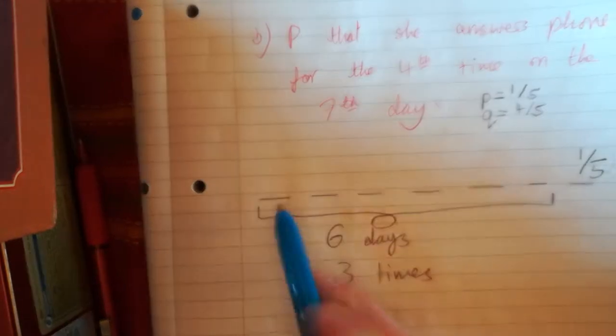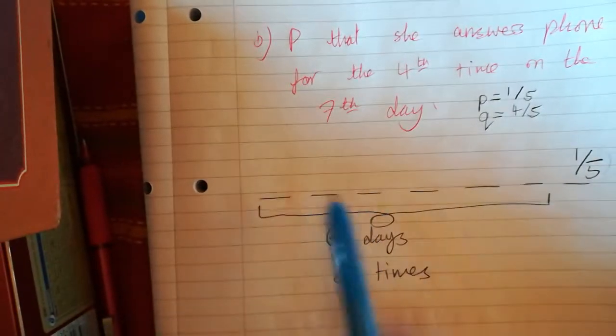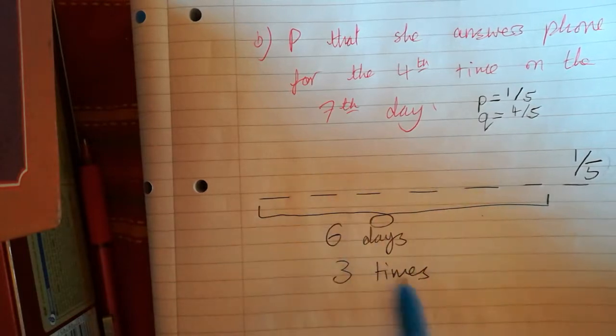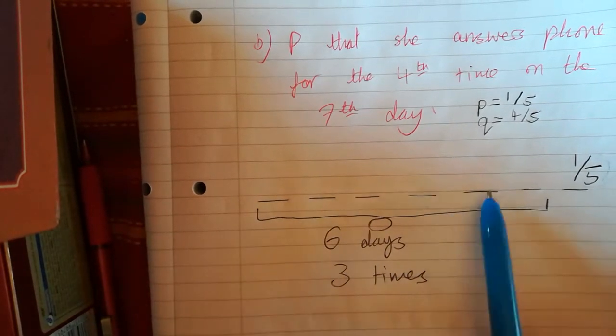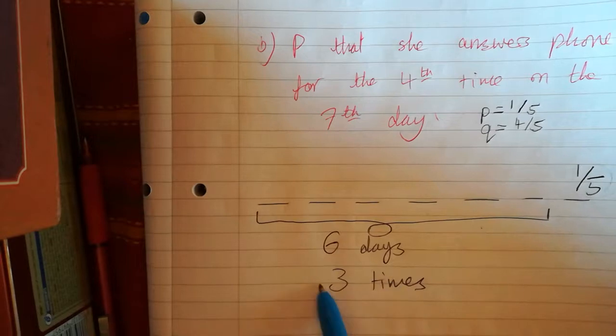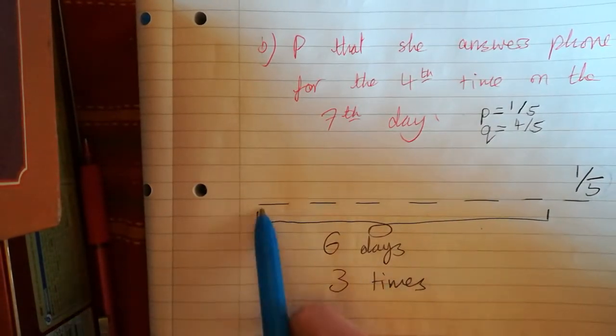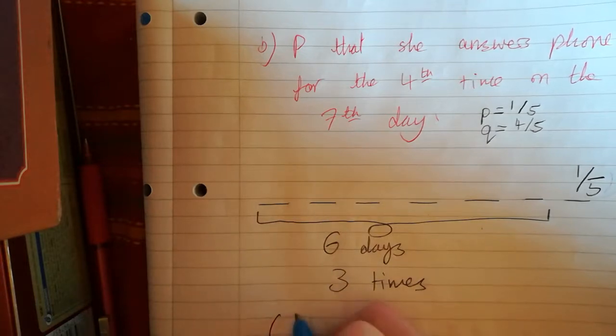But she could have answered on the first, the second, the third, or she could have answered on different combinations of days. So we're going to have to multiply the probabilities by a number. How many spaces do we have to fill? So we have to fill 6.